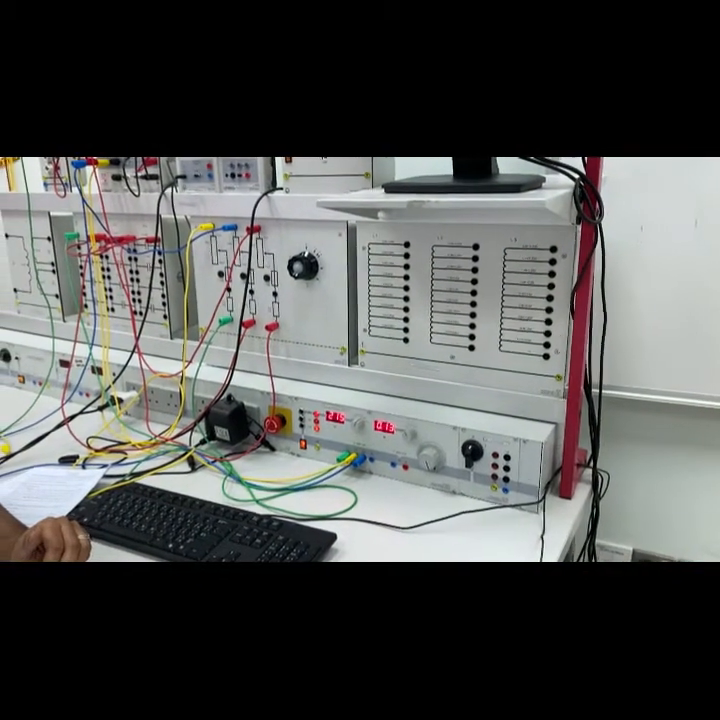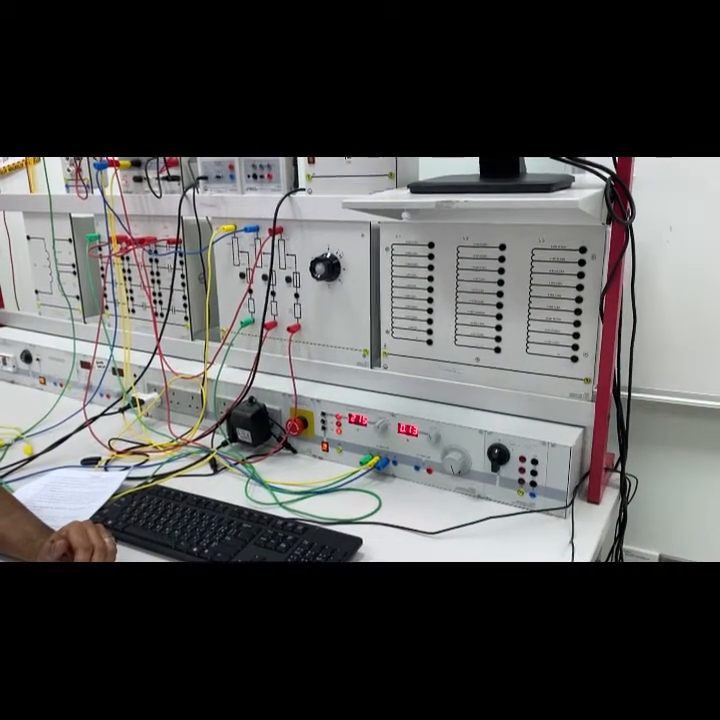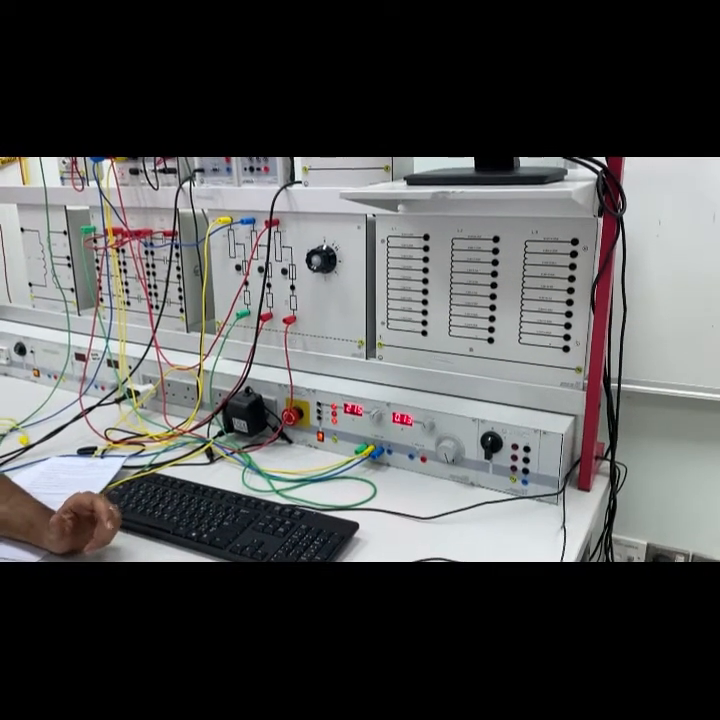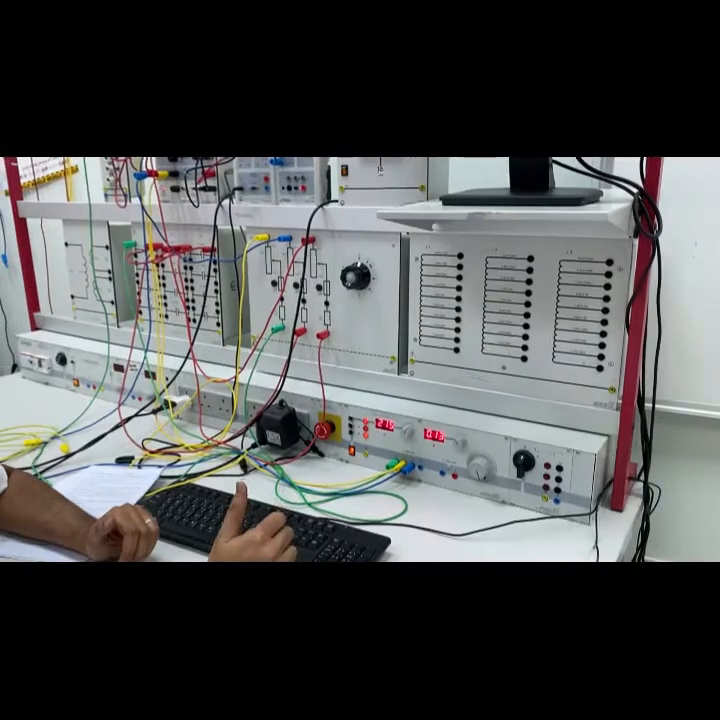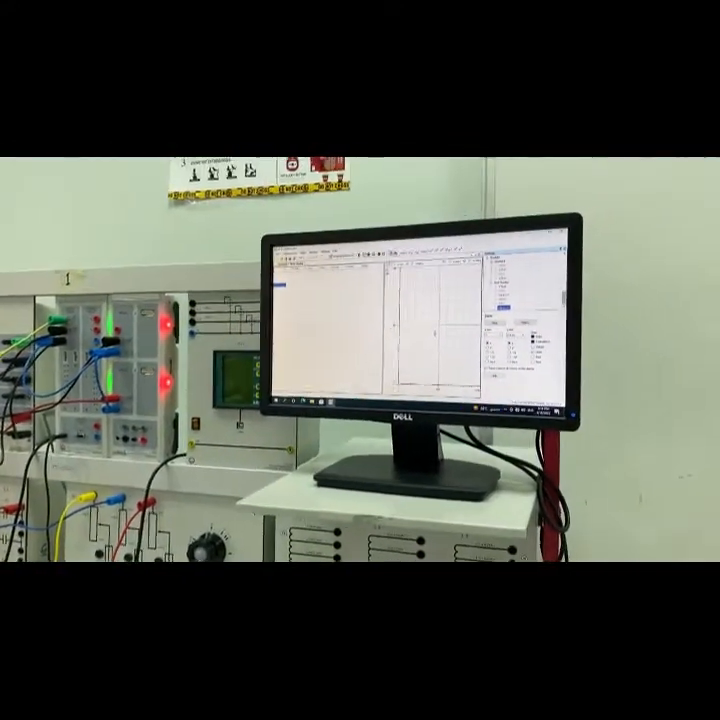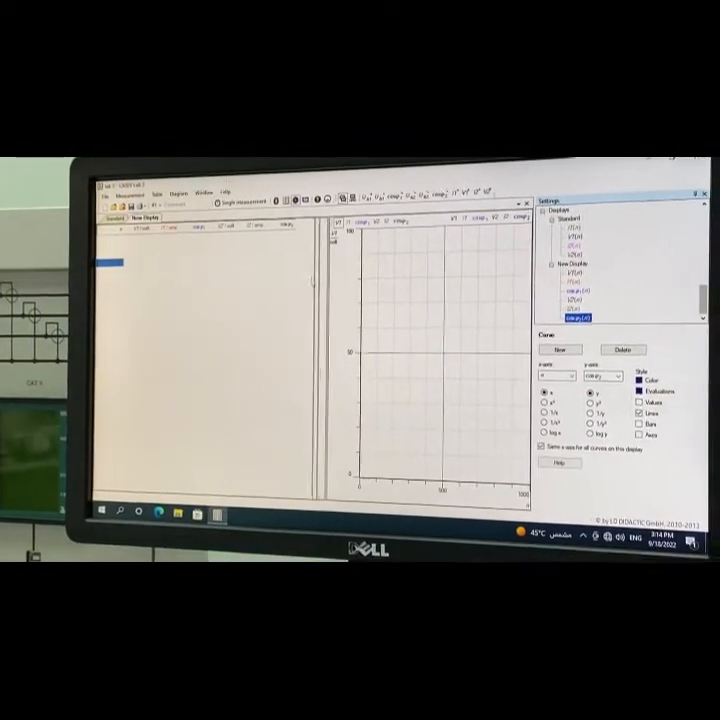Because when we did the circuit lab, the maximum voltage we were applying was 10, 15, and we were very careful. Now with 230 volts, we have grown up to level 3. Applying 230 volts is fun. So just have a look.